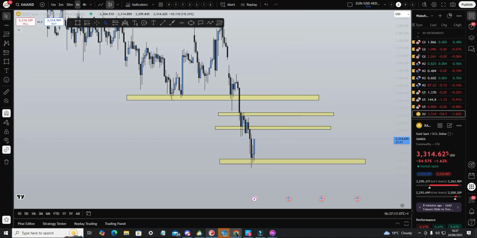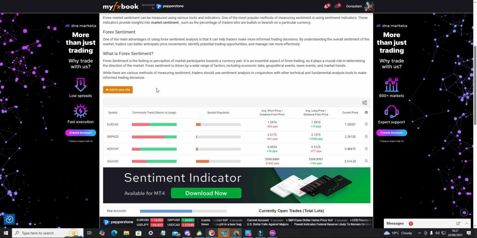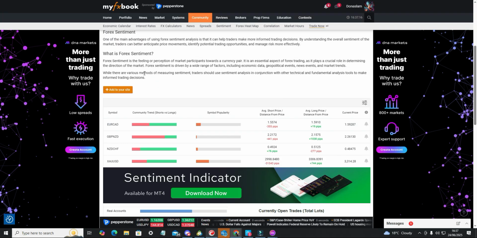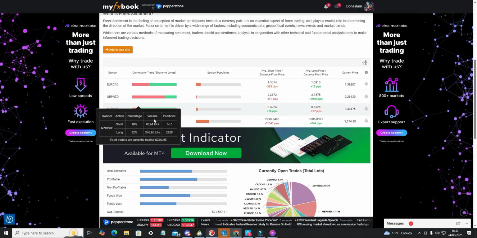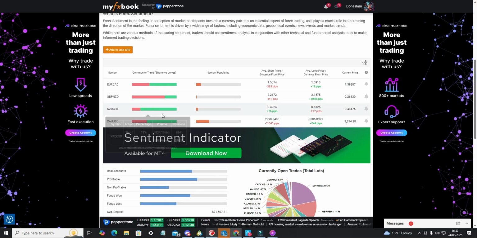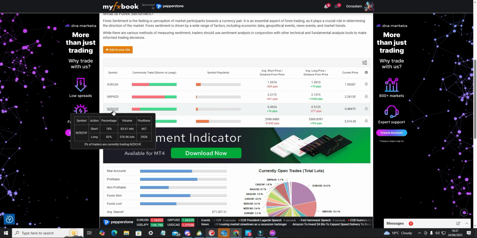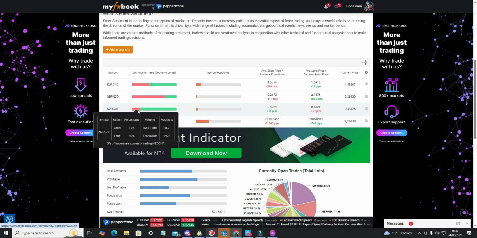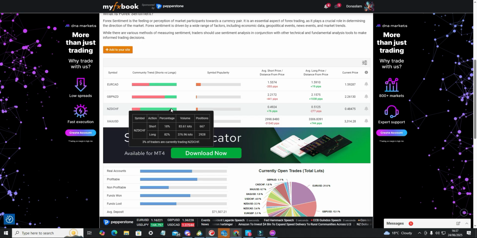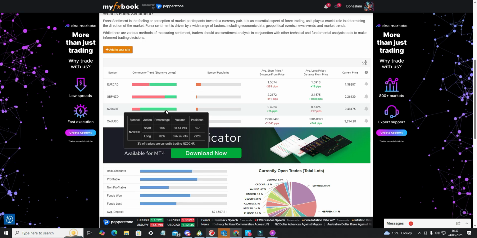Now this is Forex market sentiment, right? If you've already heard about this, long story short, it's basically wherever you see a majority green. So this is an example of NZD CHF, New Zealand CHF. You can see majority green. Now, majority of people, this is actual people, right? Actual data, real data, actual money. So you can see 82% of people are going long, 18% are going short.